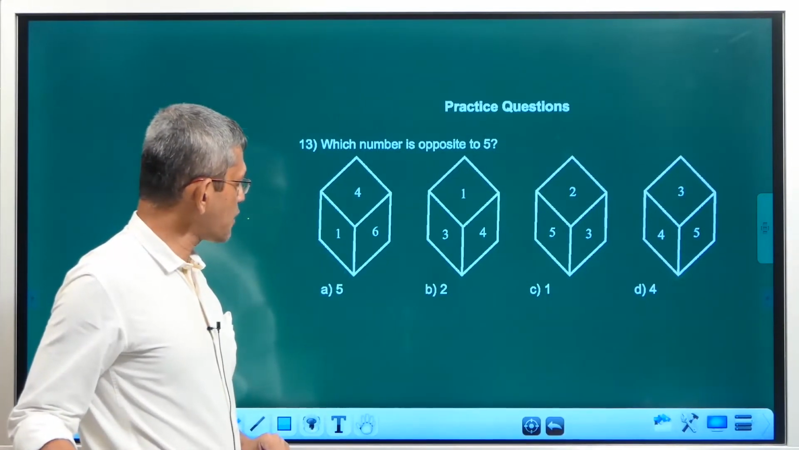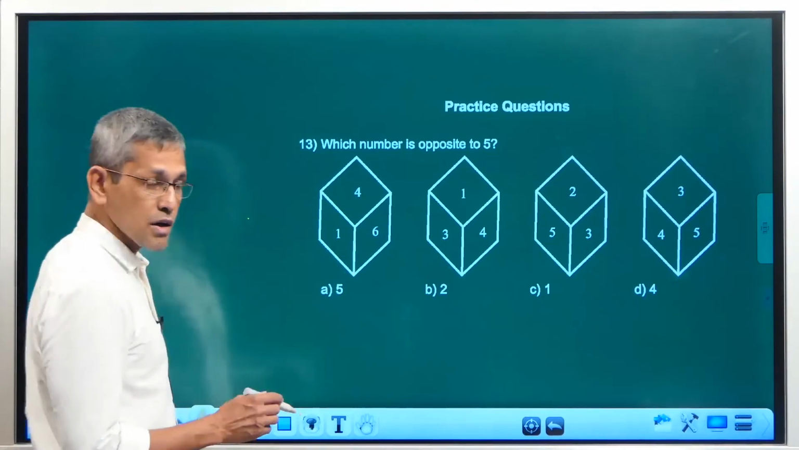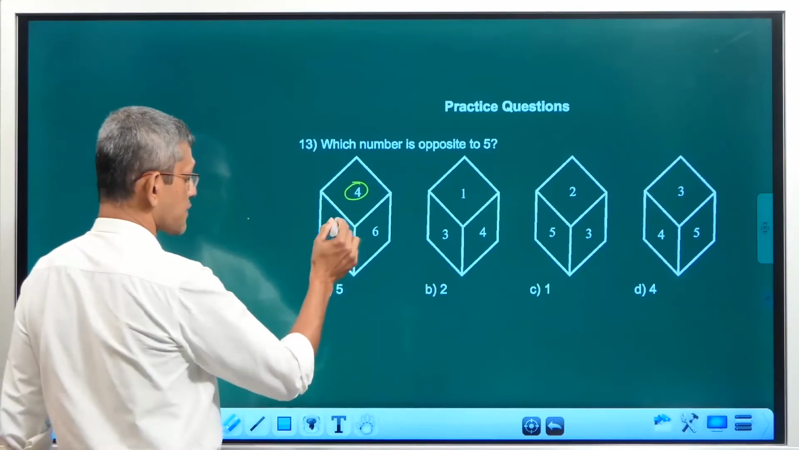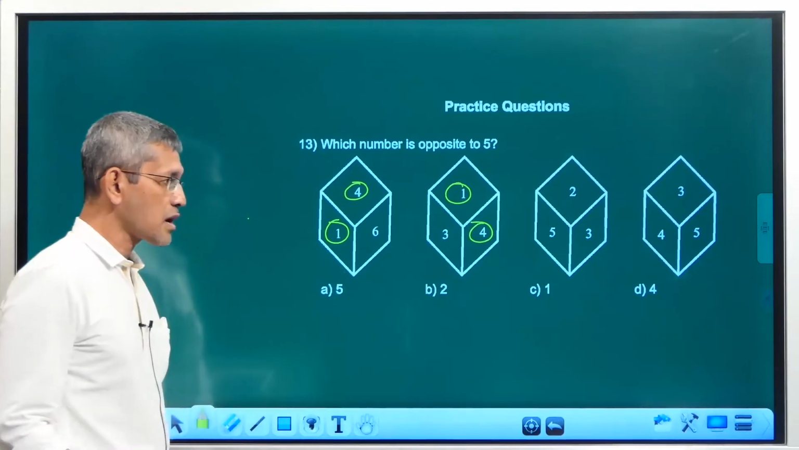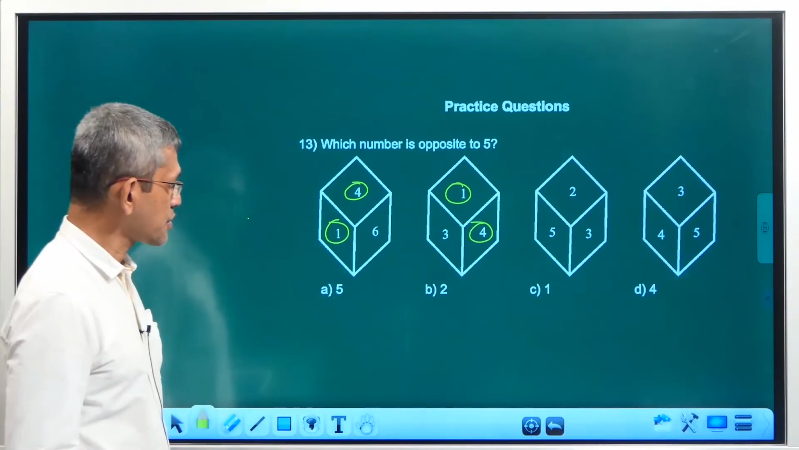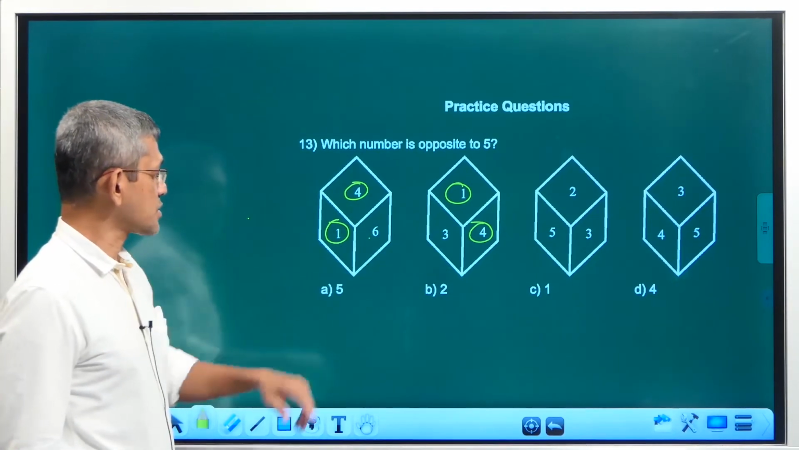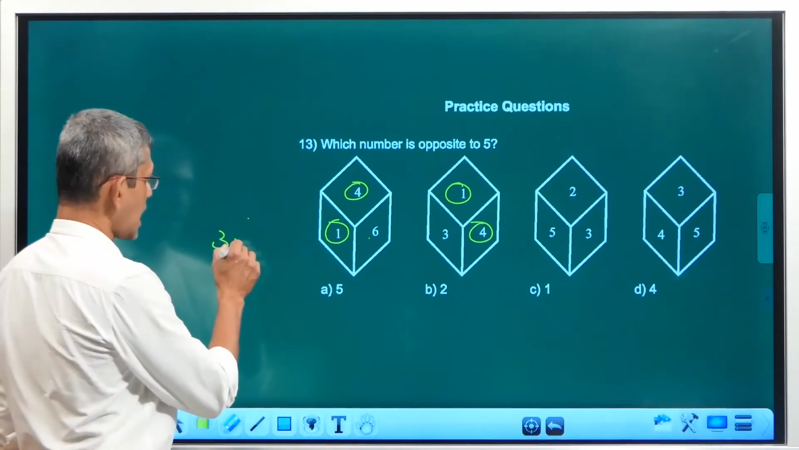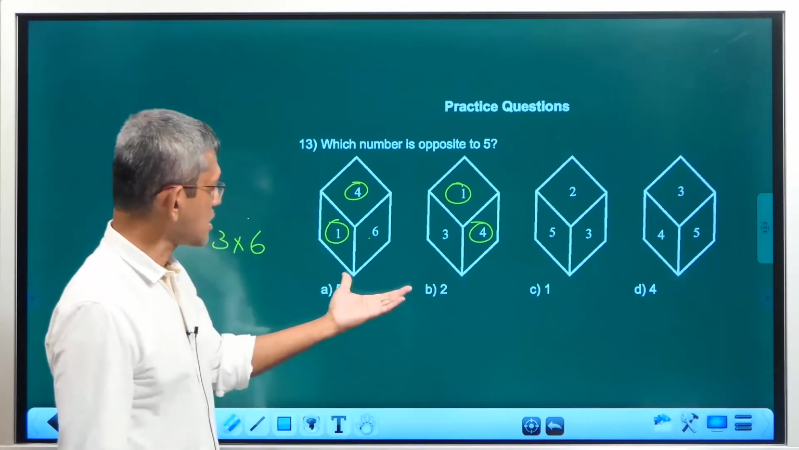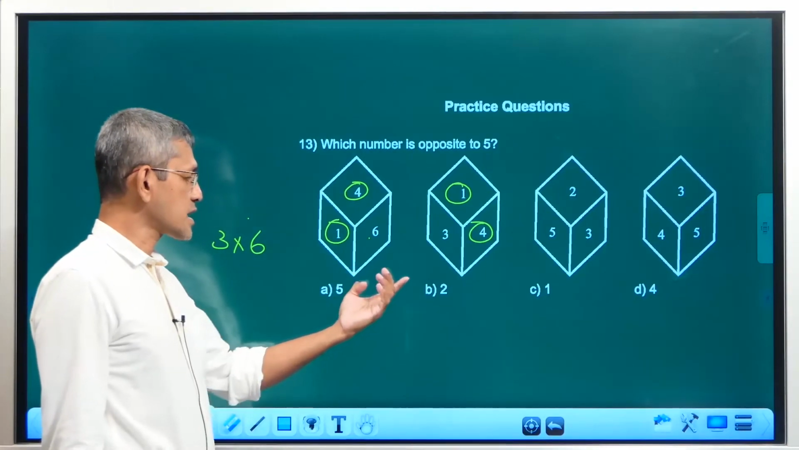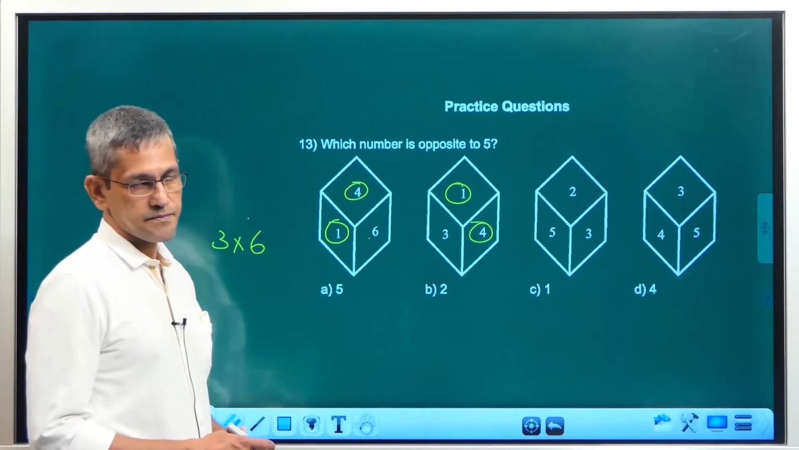So image number 1 and 2, what do you see here? The common numbers are 1 and 4. Here we have 1, here we have 4. So if you apply rule number 2, rule number 3, what do you get? 6 must be opposite to 3. However, what we are looking for is which number is opposite to 5. So rule number 3, applied on the first and second image, doesn't give us the answer.